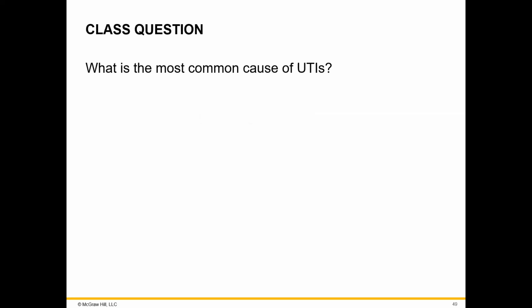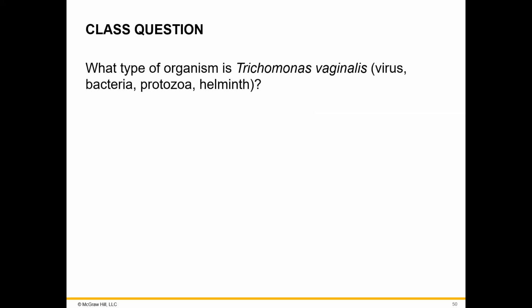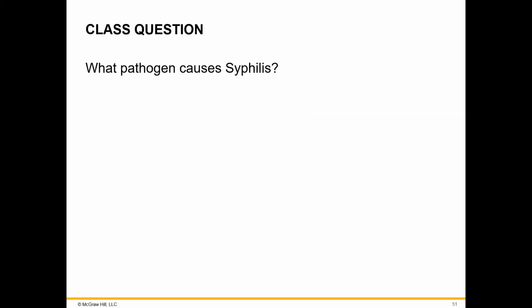Our questions, just go over these really quick. What is the most common cause of UTIs? E. coli, excellent. What type of organism is Trichomonas vaginalis? This is a protozoa, flagellated protozoa. All right, what pathogen causes syphilis? So we'll start with what type of pathogen first. What type of pathogen causes syphilis? This was a bacteria, and it's called Treponema pallidum.